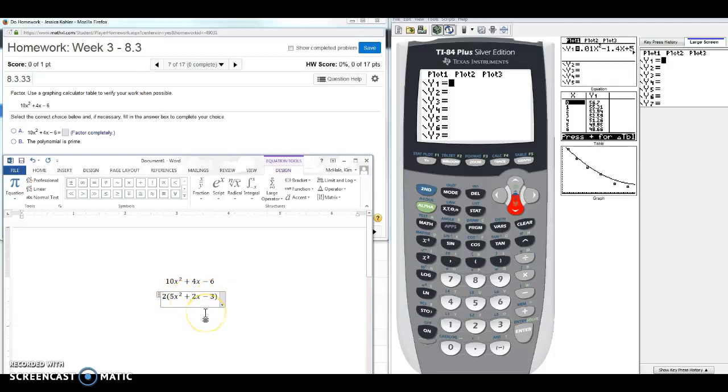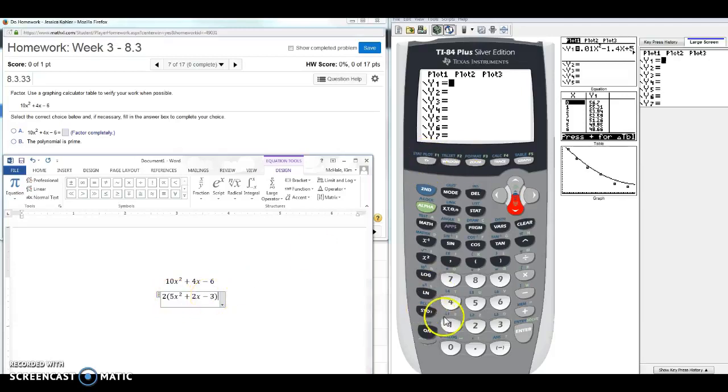And I'm going to use the AC method. The AC method says I take the first coefficient, A, times the last coefficient, or C, and that'll be negative 15. And I look for two factors of negative 15 that will add to 2. And I'm going to use the graphing calculator to help me do that. So the first thing I'd like to do is find a list of all the factors of negative 15.